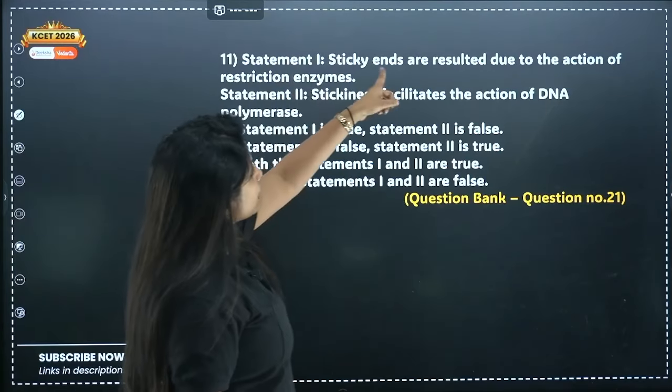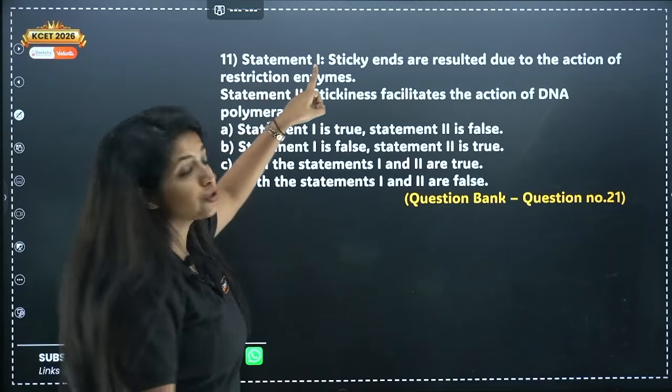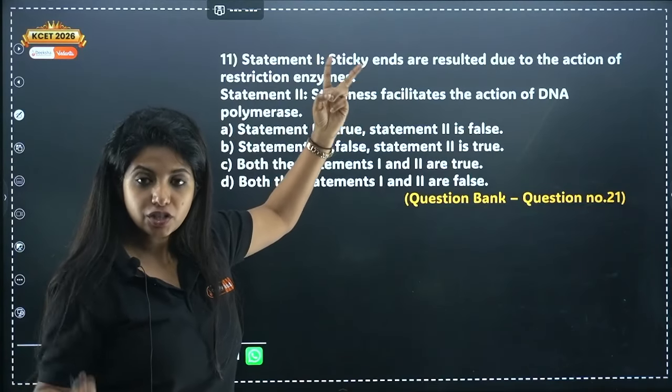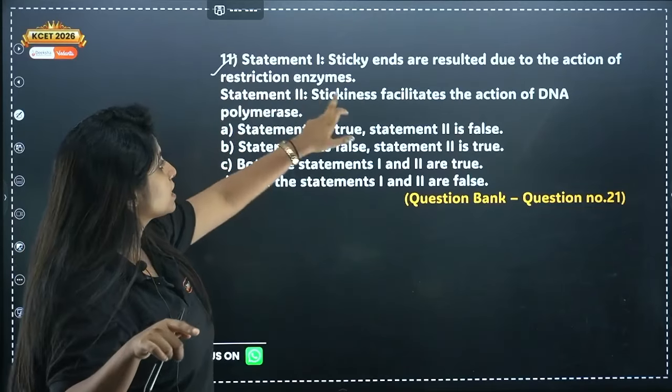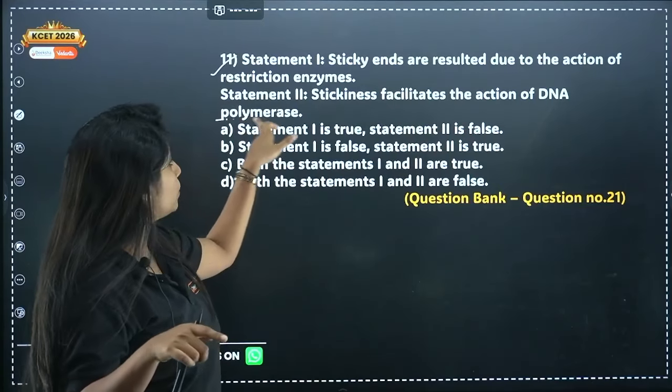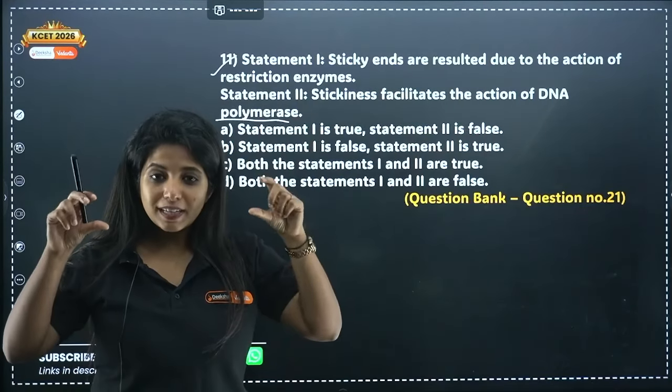Yes, so sticky ends are resulted due to the action of restriction enzymes. Is it correct? Restriction enzyme cuts, that's why you get sticky ends. I showed you the photo. Yes, ma'am, correct. Statement 2: stickiness facilitates the action of DNA polymerase. So now sticky ends are there.